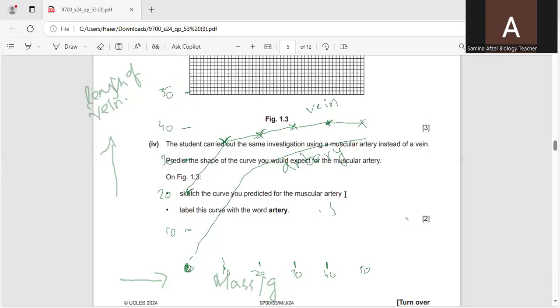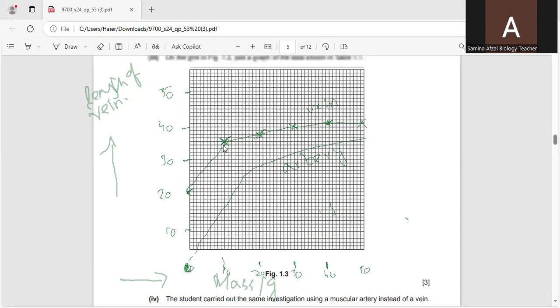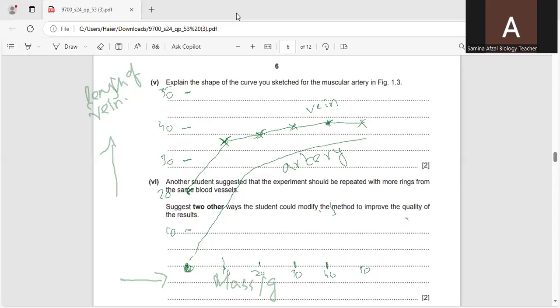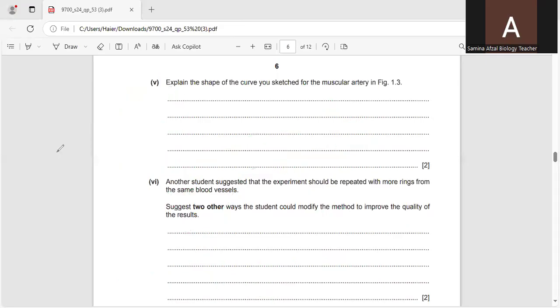Sketch the curve you predicted for the muscular artery. Label this curve with the, so I have done this. So it also originates from 0 and its value will be in this way. Okay, so artery. You can see this curve is below the curve which we have drawn for vein. Now the next question is, explain the shape of the curve you sketched for the muscular artery. And you can see the curve which we have drawn.